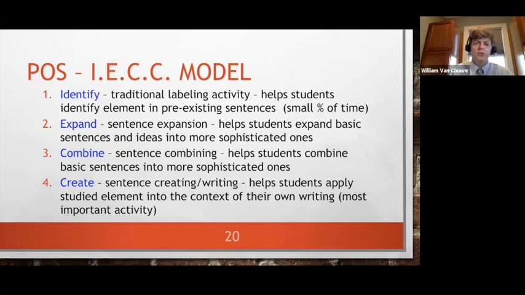identify. So yes, we're going to do some labeling, some marking, things like that. That's fine. We just want to keep that to a minimum. Then we're going to do some sentence expansion, and I'll show you a model of what that might look like. And actually, kids really enjoy sentence expanding. So when you give them a framework, using words to prompt them to expand to have longer and more sophisticated sentences. Sentence combining is also a super powerful tool, and I already mentioned that the research really supports that. And finally, our most important piece is the creation. So can we generate sentences that are based on the concept that we're working on? So let me show you this broken down.